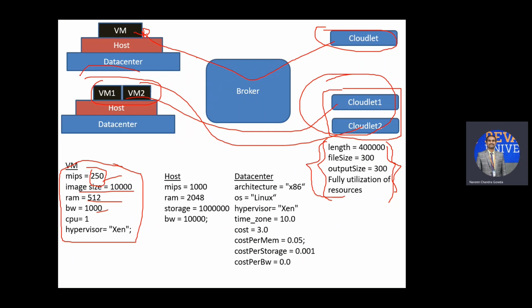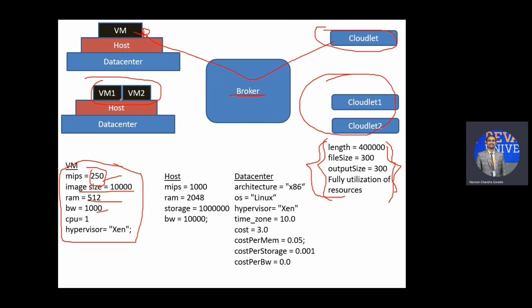So 2 VMs are created, 2 cloudlets are created, both of them you have submitted to the broker. I repeat, as of now, 2 cloudlets are created and 2 VMs are created. Now, both of them you have submitted to the broker also. Now, it is the role of your broker to assign the respective cloudlet to the respective VM.